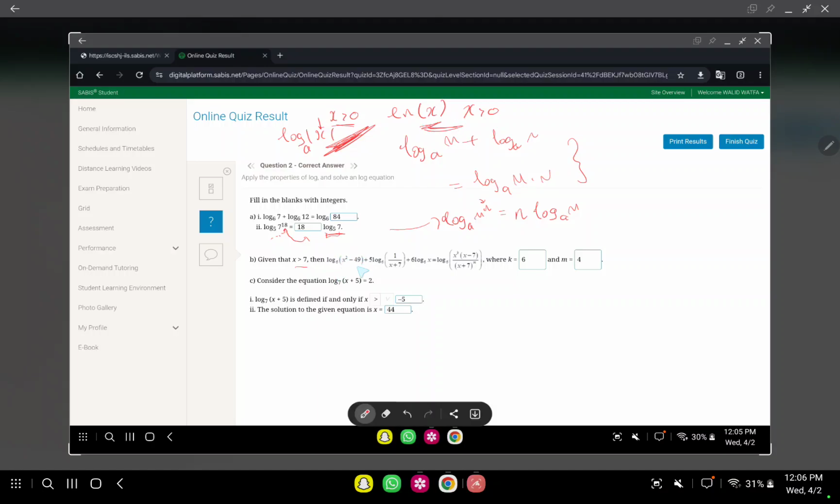Okay, given that x is greater than 7, then log base 6 of x squared minus 49 plus 5 log base 6 of 1 over x plus 7 plus 6 log base 6 of x is equal to this. Let me separate this.